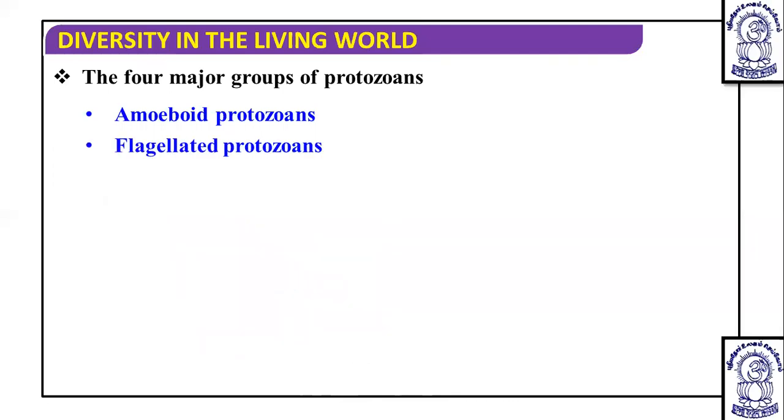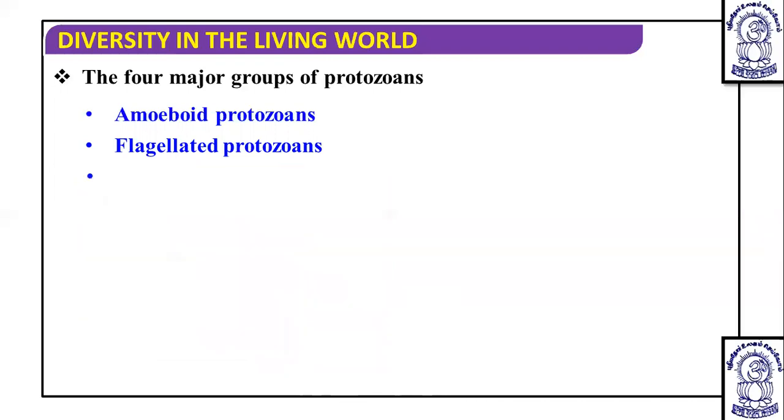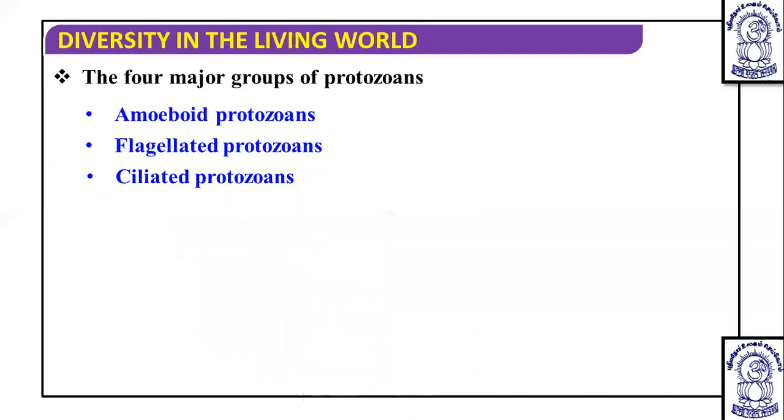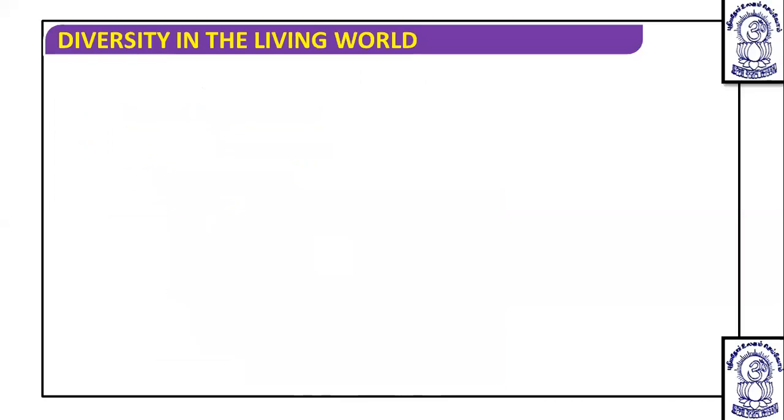Then there are flagellated protozoans. In flagellated protozoans, the motile structure is flagella, whereas in amoeboid protozoans, the motile structure was pseudopodia. Then we talk about ciliated protozoans. The ciliated protozoans have cilia, like Paramecium. You can see all over the body cilia are present. Then the last group we are going to study is sporozoans. And in sporozoans, Plasmodium is present, and that Plasmodium is nothing but the causative agent, a malarial parasite.